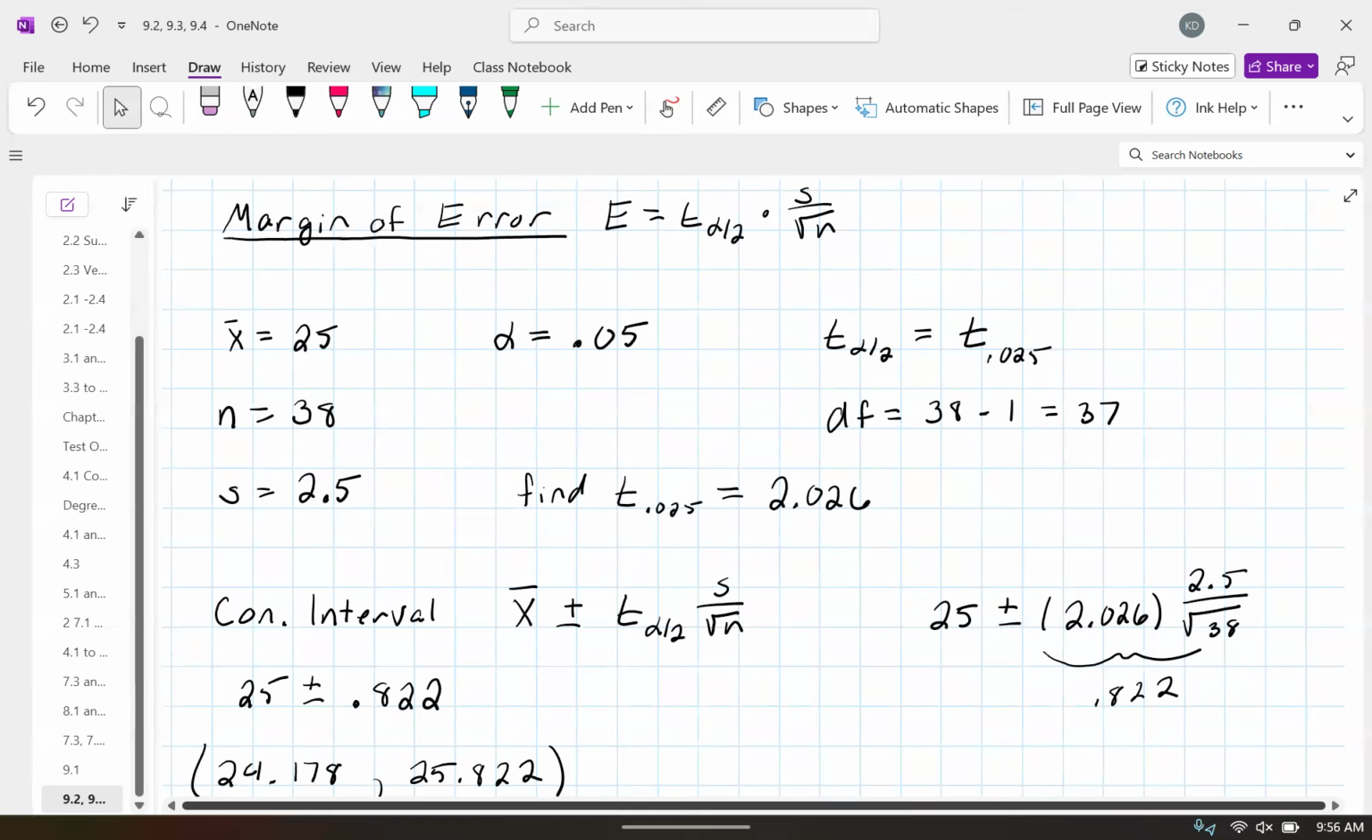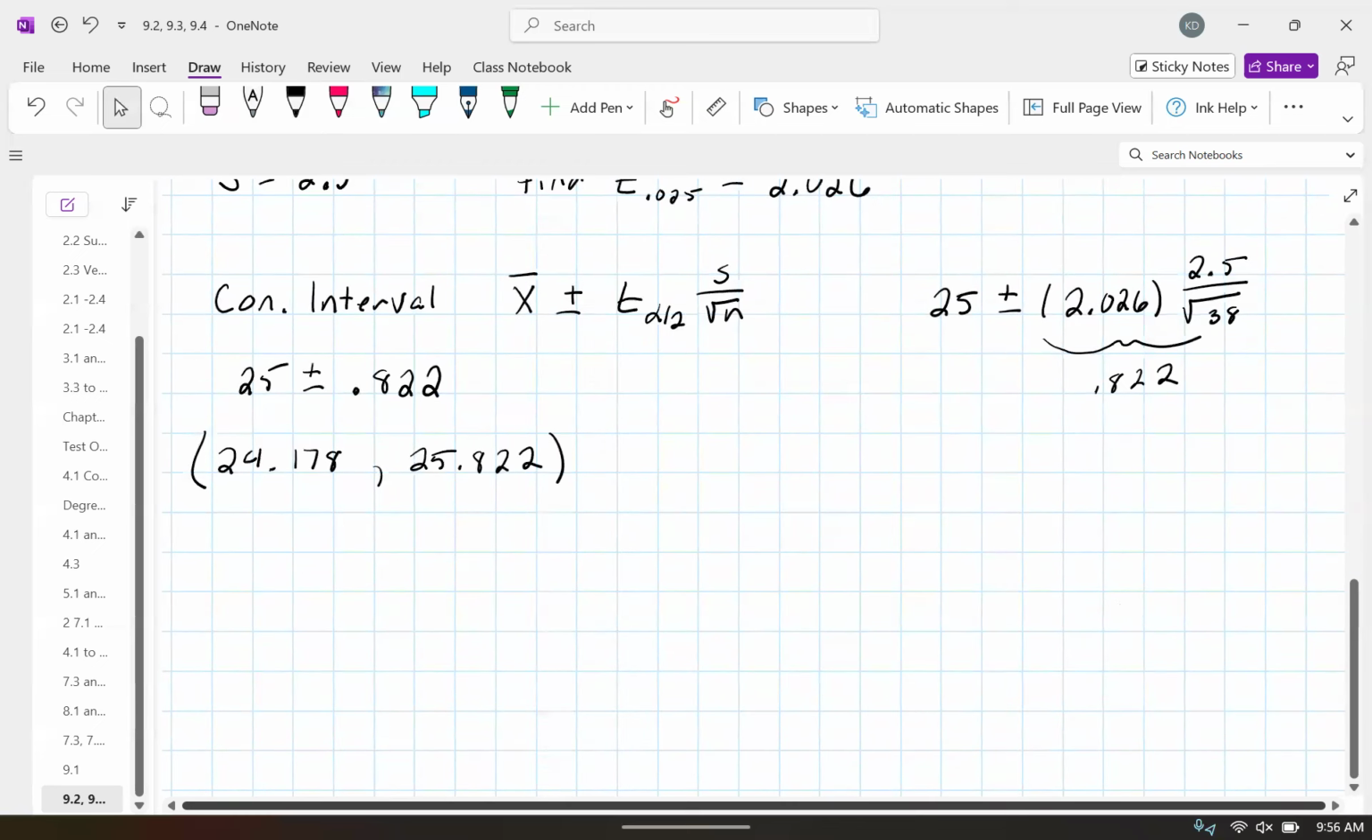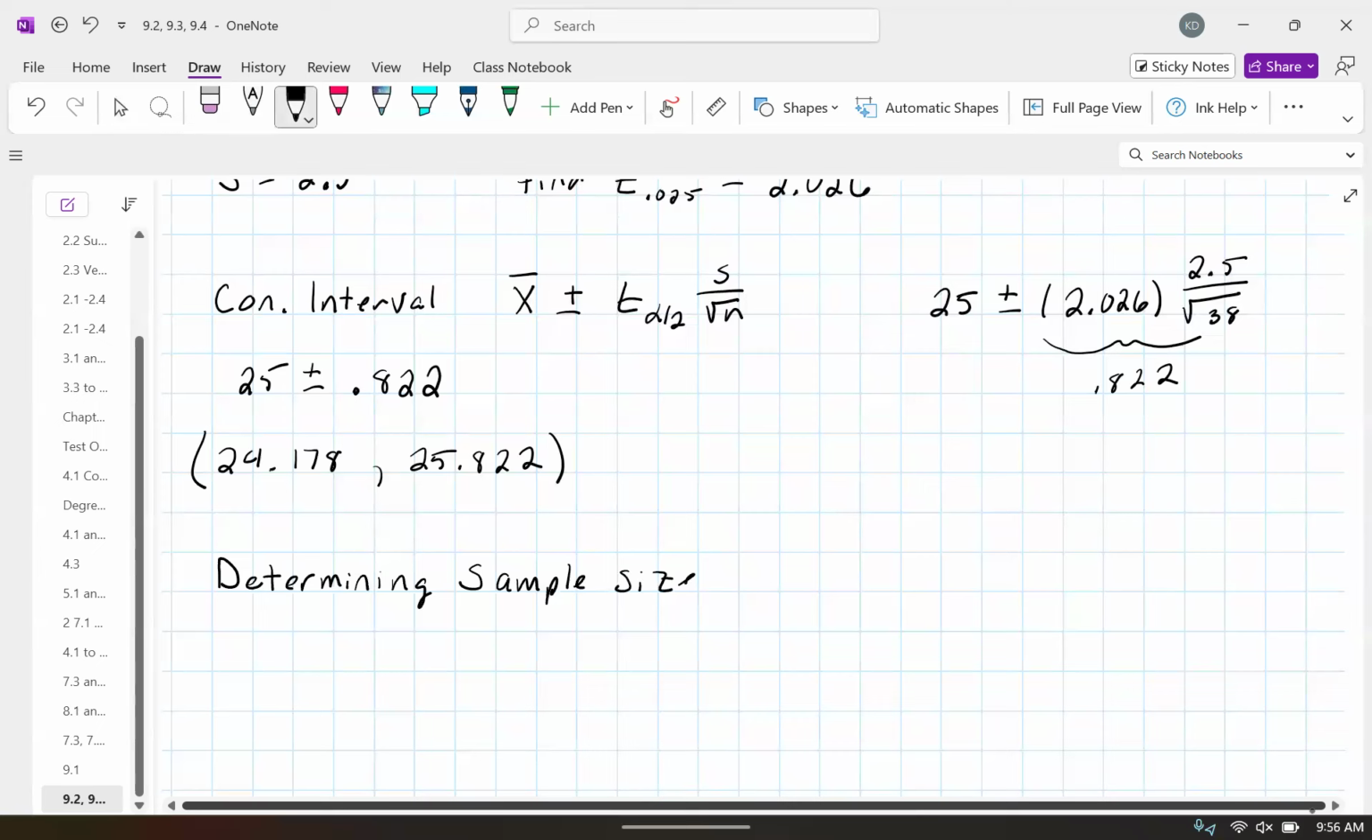The last piece of this is determining a sample size for the error rate that we want. Ideally, you want your sample size to be as big as possible, but a lot of times it's not feasible to have a huge sample size because it takes more time and money. So we figure out the minimum sample size we can get for what we want.